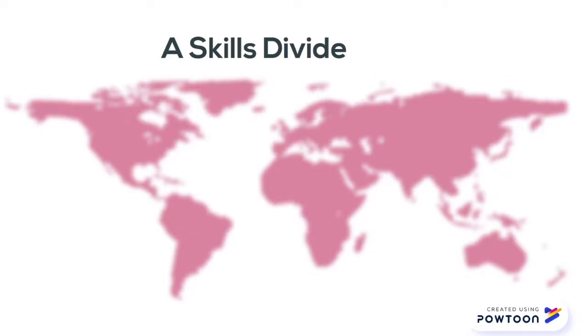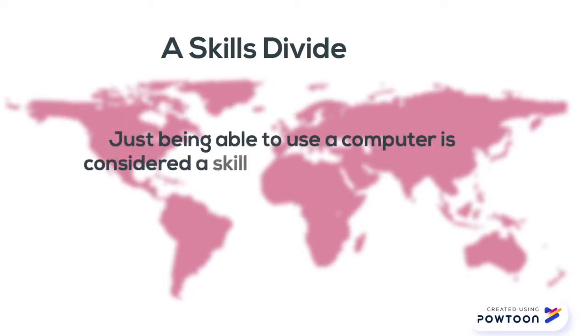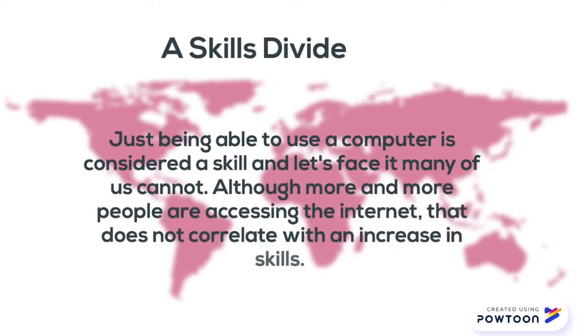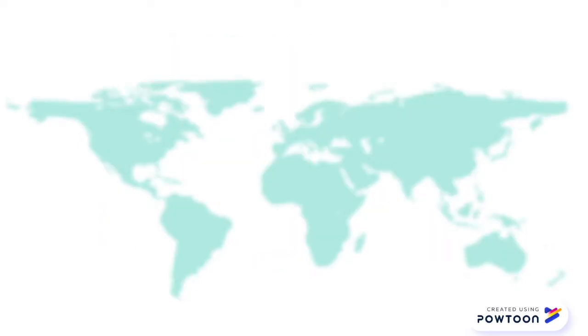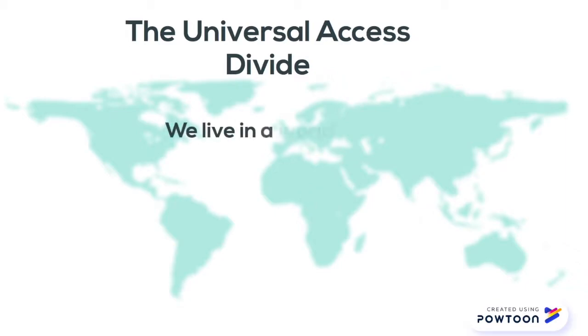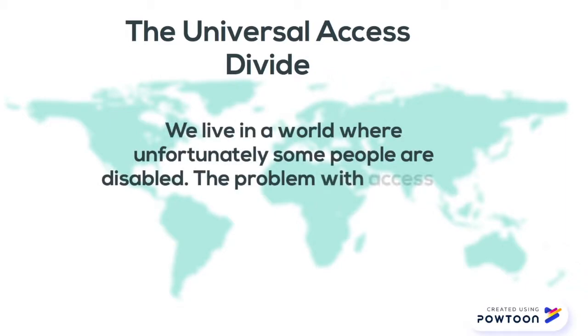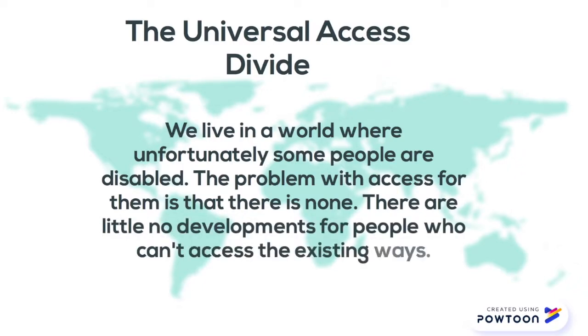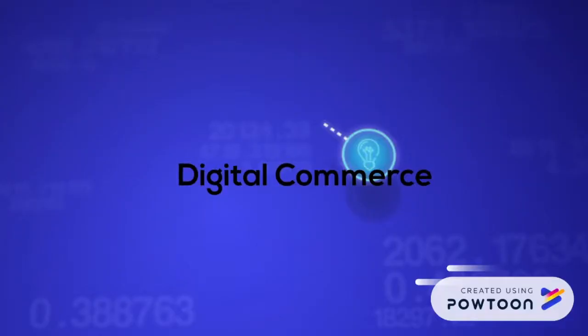A skills divide. Just being able to use a computer is considered a skill, and let's face it, many of us cannot. Although more and more people are accessing the internet, that does not correlate with an increase in skills. The universal access divide. We live in a world where unfortunately some people are disabled. The problem with access for them is that there is none. There are little to no developments for people who can't access the existing ways.